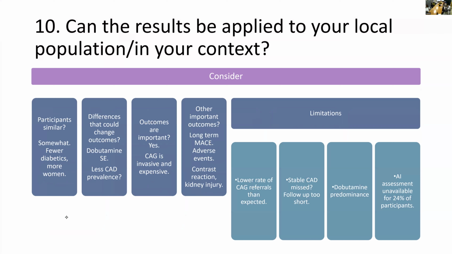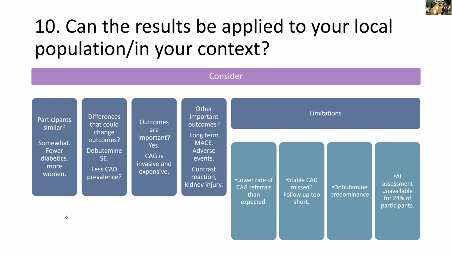So participants are similar, but we have few diabetics and more women. Differences that could change the outcome. So the way the stress echo was done, so dopamine stress echo versus treadmill, I don't know, we'd have to look at the difference that would make in the discriminatory power of the stress echo itself. And this population maybe had a lesser prevalence of coronary artery disease in general of the referred population. Like of the 1,000 something that were referred, only some 20-30 had coronary artery disease.